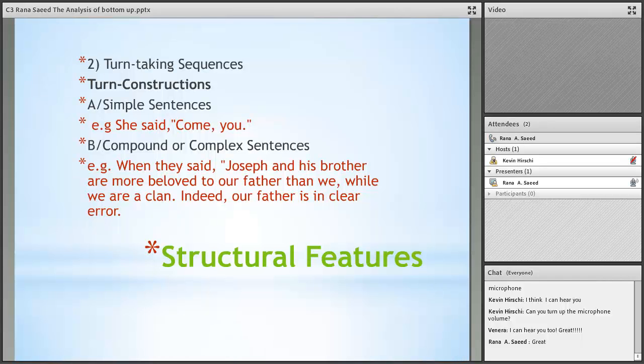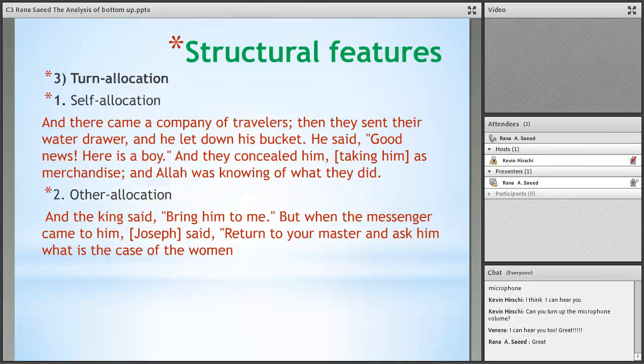So turn constructions can be simple or complex, but most of them tend to be complex and compound sentences, and we can find only one or two instances of simple sentences. Now this point shows how turns are constructed within the turn-taking system. The more important aspect that we need to talk about when we talk about turn-taking is what we call turn-allocation. Turn-allocation is related to the way speech is transferred between the participants.